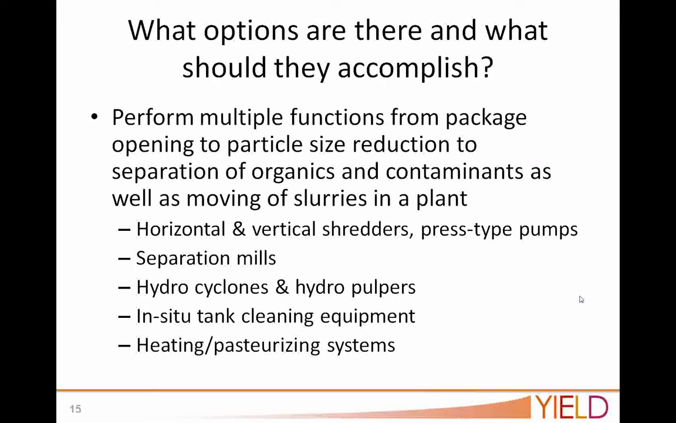So what is pretreatment? Pretreatment performs multiple functions, from package opening, depackaging you could say, particle size reduction, to separation of organics from the contaminants, as well as to move slurries throughout your plant. So there's some common technologies, common equipment, that are deployed to do this. There's horizontal and vertical shredders. There's press-type pumps, which we use. There's separation mills, also known as hammer mills, hydrocyclones and hydropulpers.